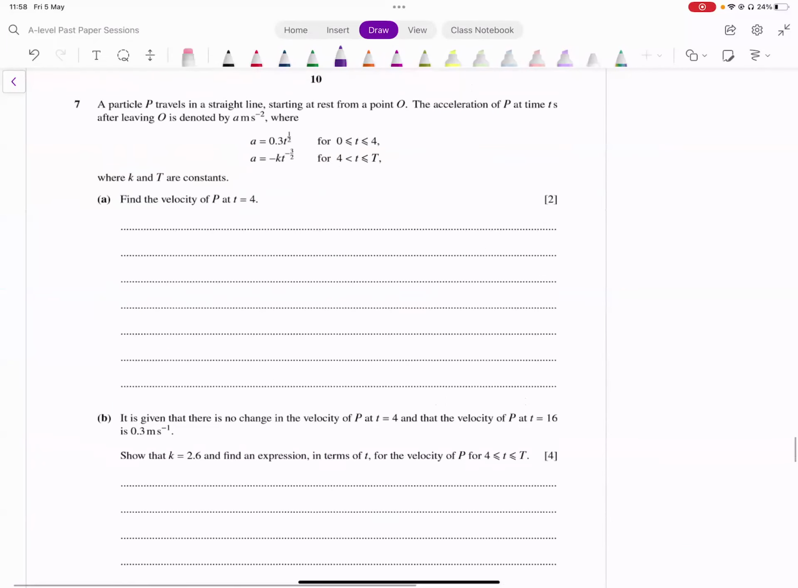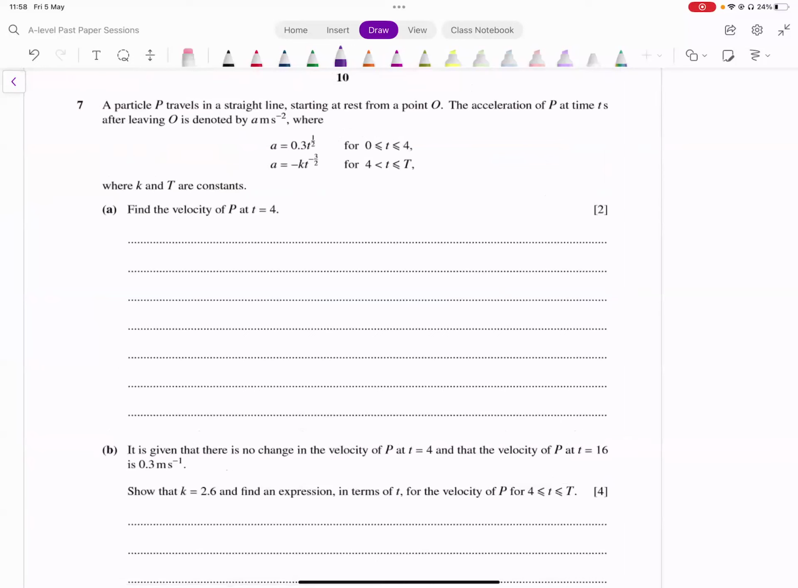First one, a particle P travels in a straight line, starting at rest from a point O. The acceleration of P at time t seconds after leaving O is denoted by a meters per second squared. Acceleration का उसने formula आपको दिया हुआ है. Now, it starts from rest, so that's an important piece of information. O से उसने start किया rest से.